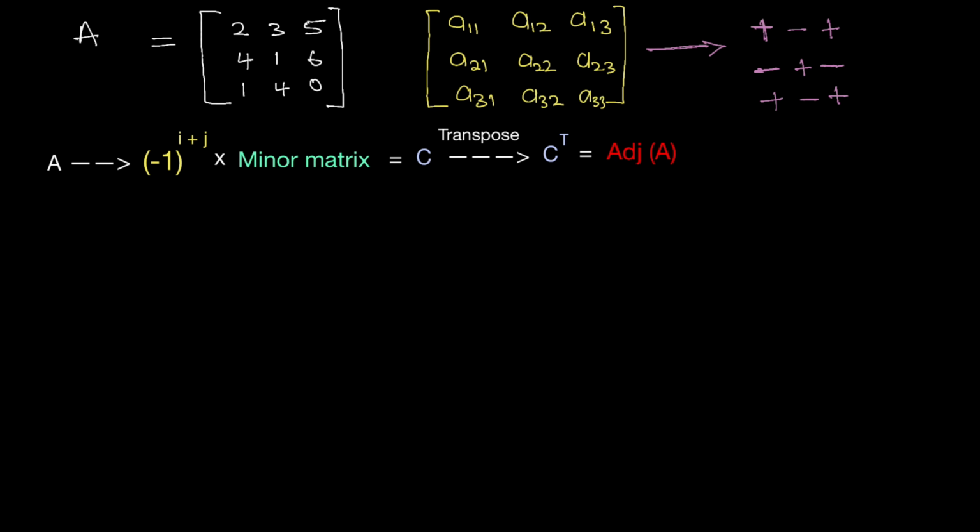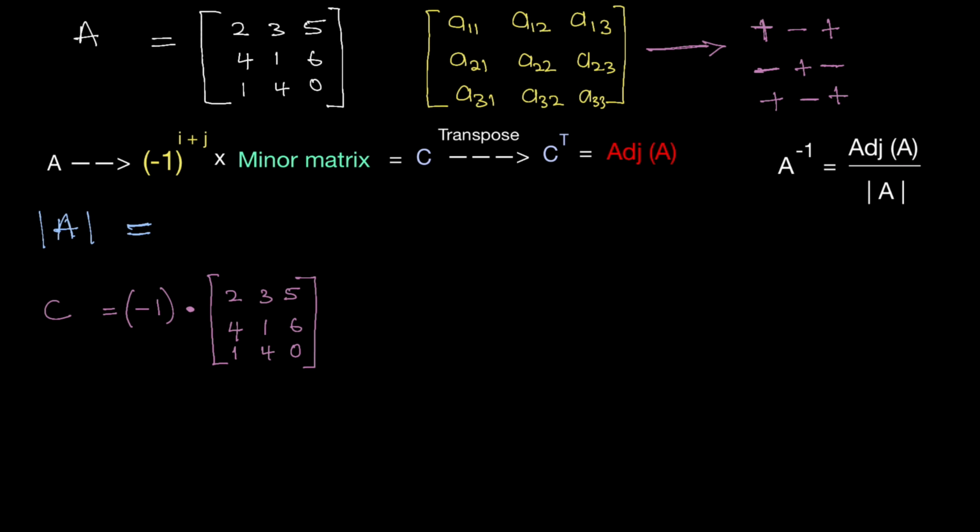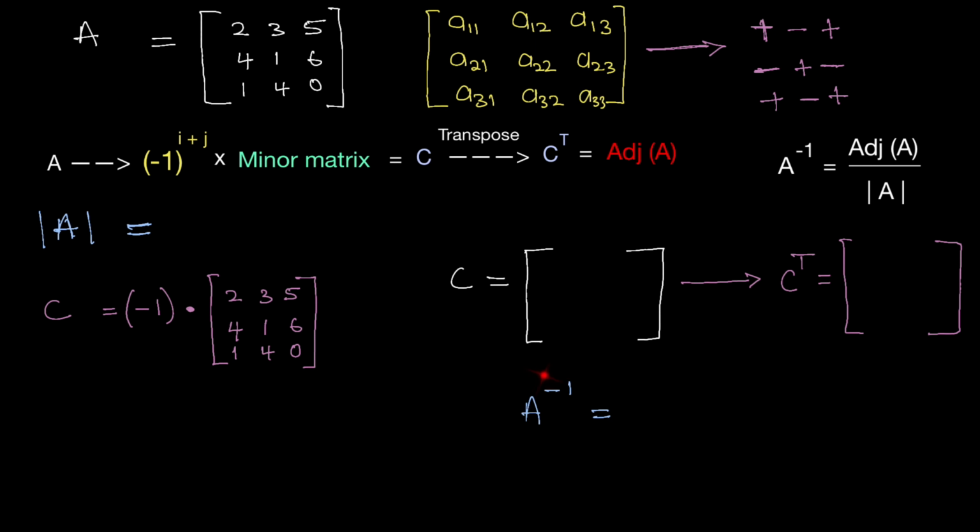Now, to find the inverse of matrix A, that would be the adjugate of matrix A, or adjoint of matrix A, divided by the determinant. We need to find the determinant. We're going to use this method to find the cofactor of each element, then transpose the cofactor to get the cofactor transpose, which is what we call the adjoint of matrix A. Then I'll find the inverse of matrix A by dividing the adjoint of matrix A by the determinant of A.